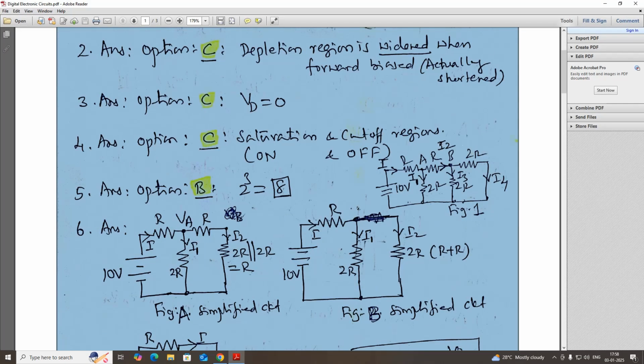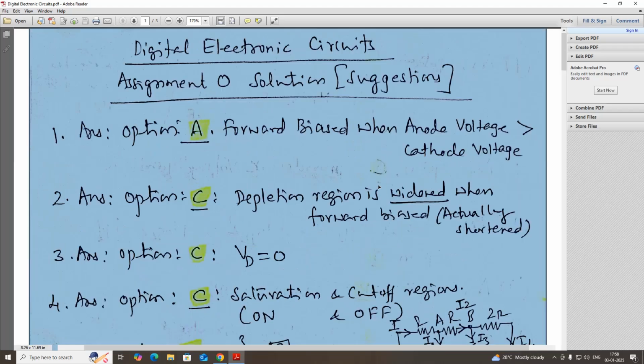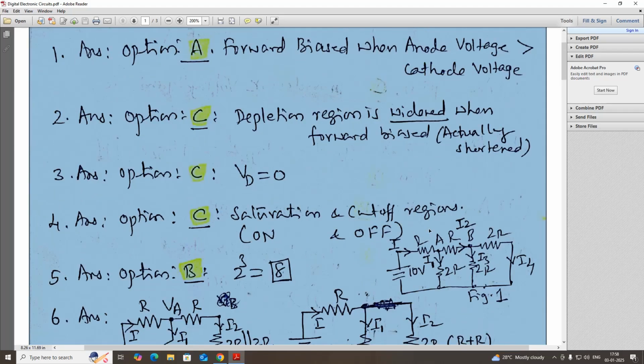So this is the given figure 1, the circuit diagram. So this current I is flowing through this particular resistor. I1 is flowing through this branch. I2 is flowing in this branch, and I3 is flowing in this branch. I4 is flowing in this branch.